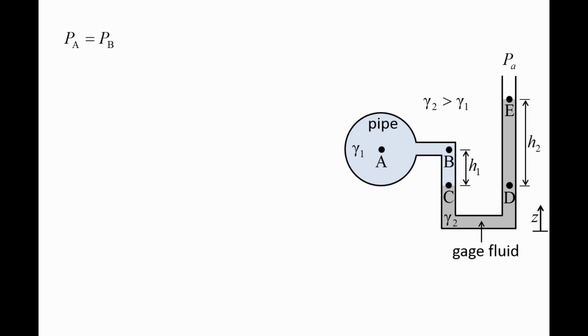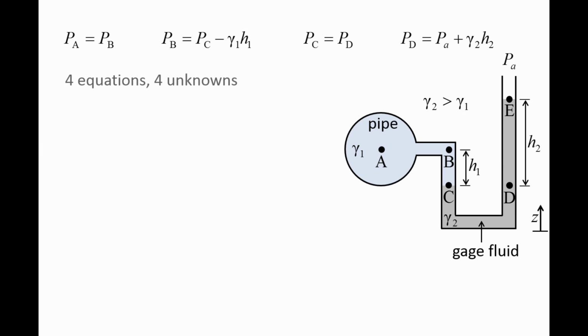Now we need the pressure at point B. The pressure at point B is less than the pressure at point C by the amount gamma 1 times h1. So now we need the pressure at point C. The pressure at point C is equal to the pressure at point D because those 2 points are at the same elevation in a continuous fluid. Both points are in contact with the gauge fluid. The pressure at point D is equal to the pressure at point E, which is the ambient pressure, plus gamma 2 times h2. We have 4 equations and 4 unknown pressures: the pressure at points A, B, C, and D.